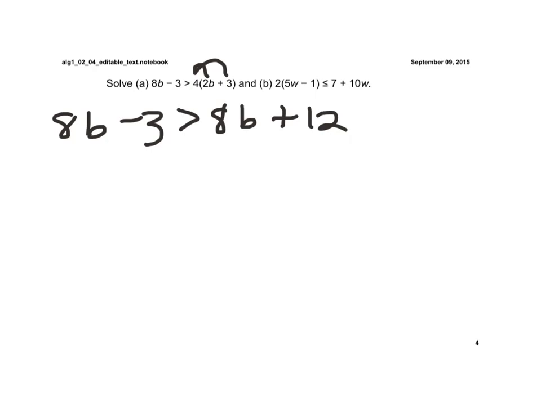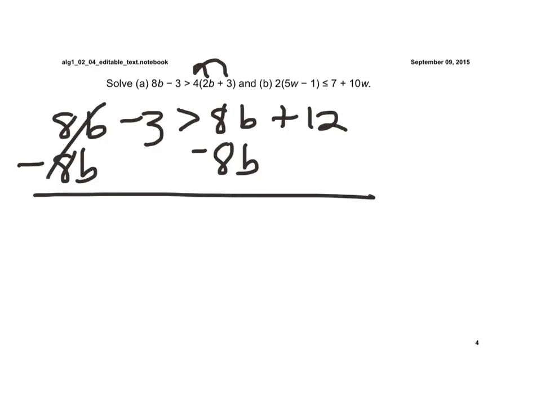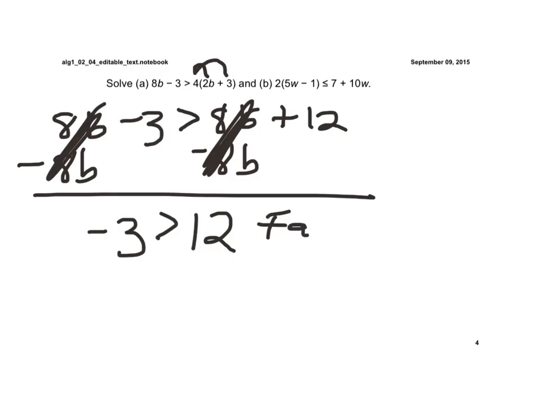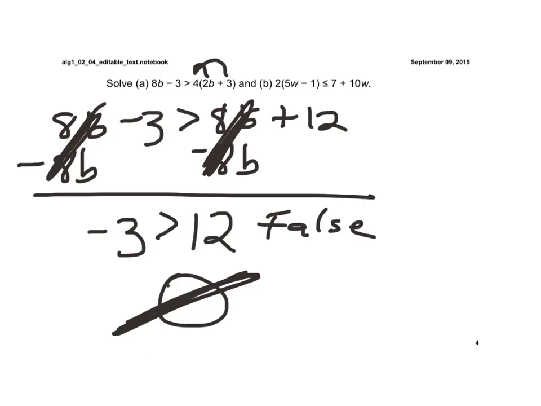Now we're going to get rid of the variable terms from each side. When we do this, this variable term eliminates, and so does this one. They eliminate, and so I'm left with a negative 3 is greater than 12. Well, negative 3 is not greater than 12, so that's a false statement. If we have a false statement, remember, we have no solution. So there aren't any values of b that would make this inequality true.